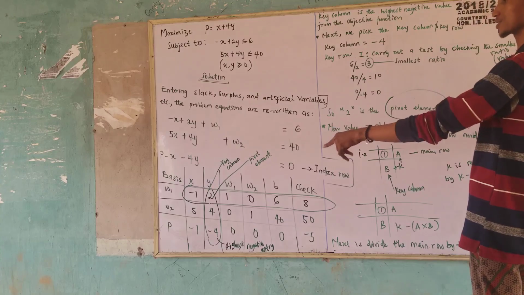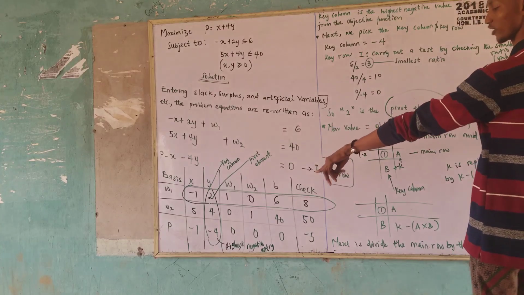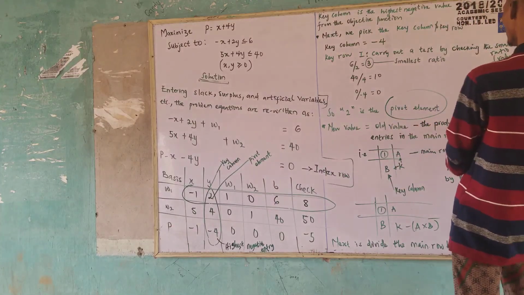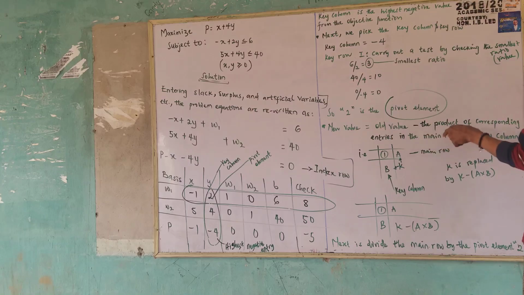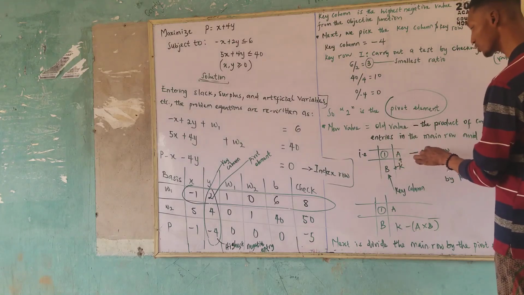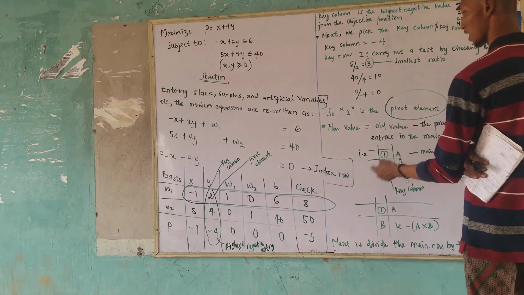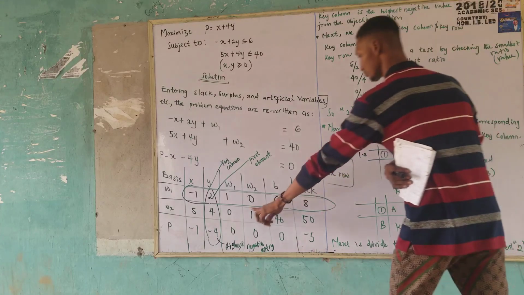That means if I want to get this 1, it will be the old value minus the product of the corresponding entry in the main row and key column. So let's say, for example, this is the main row. What is the main row here? W1. Is that not the main row? So let's say this is the main row, and I want to obtain 1 here.